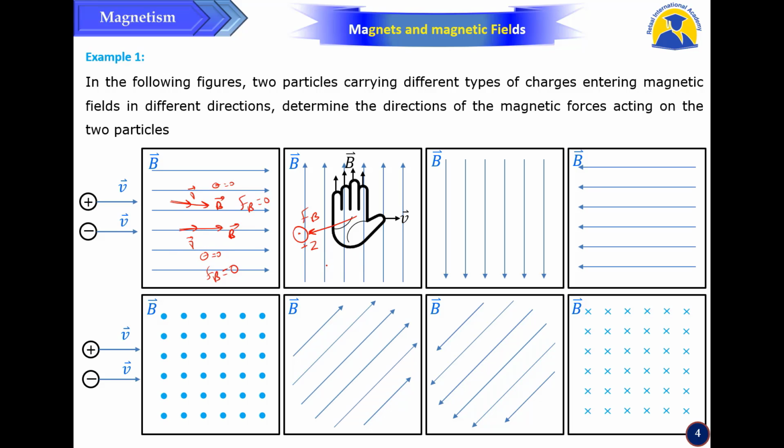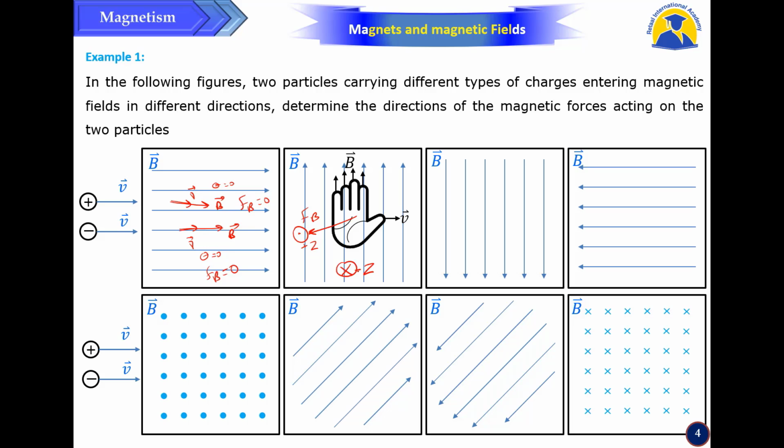Regarding the negative charge, we will take the opposite direction. So it will be x or negative z. So this one: dot and positive z for positive charge, and x or negative z for negative charge.